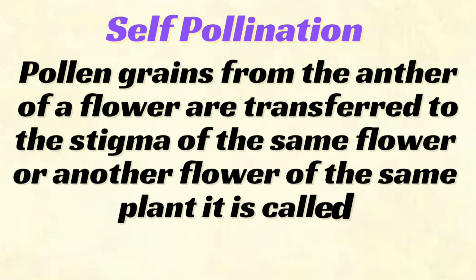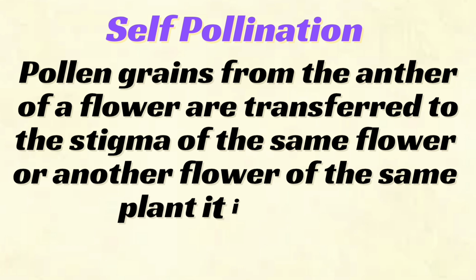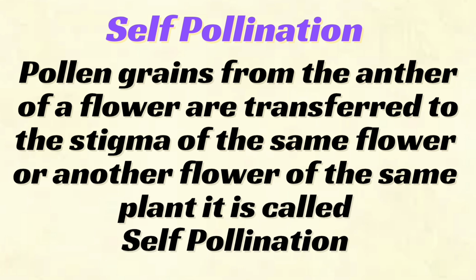Self-pollination is a process in which pollen grains from the anther of a flower are transferred to the stigma of the same flower or another flower of the same plant. It is called self-pollination. I will repeat once again. Self-pollination is a process in which pollen grains from the anther of a flower are transferred to the stigma of the same flower or another flower of the same plant.